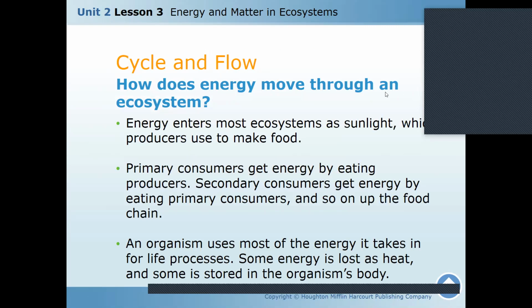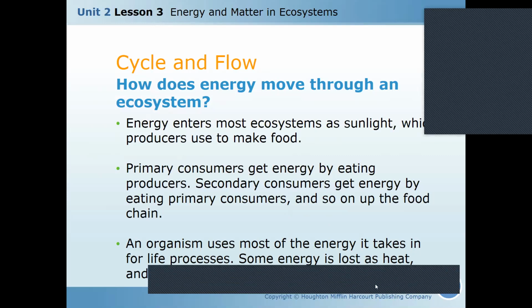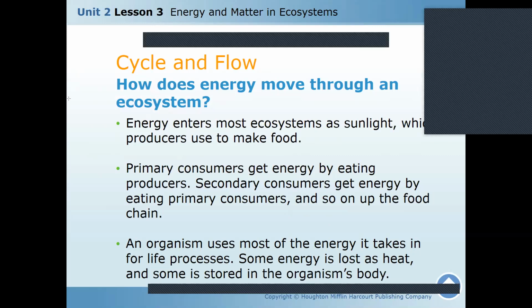How does energy move through an ecosystem? The main source is sunlight, then producers, then primary consumers, then we have secondary consumers, and then we have tertiary consumers. I have previously explained this by making a pyramid. I don't know whether you all remember or not.